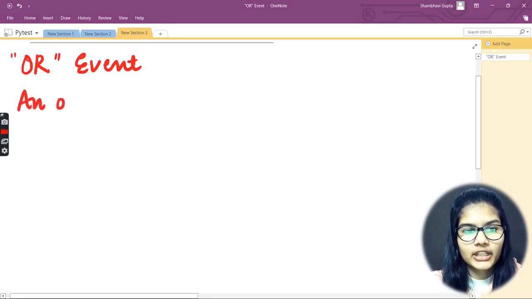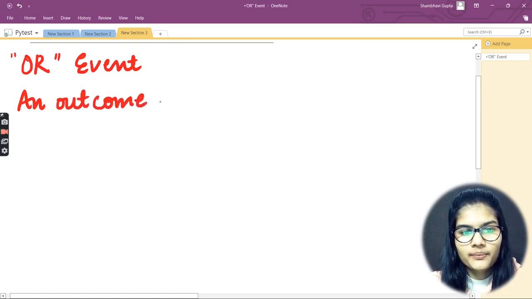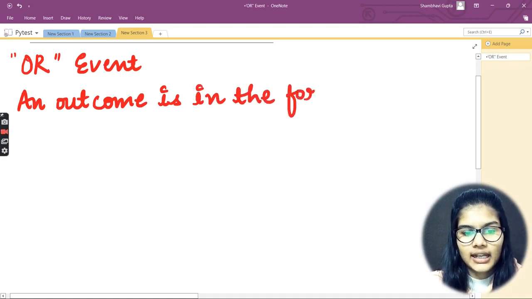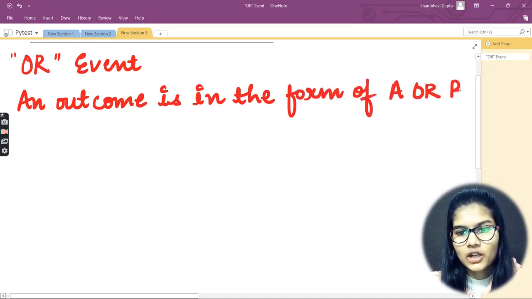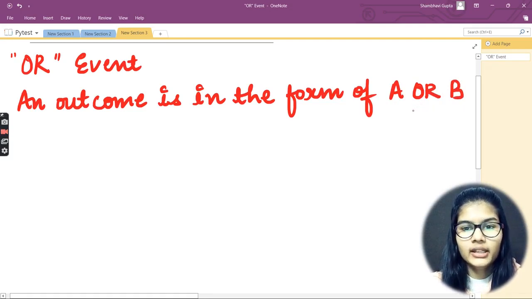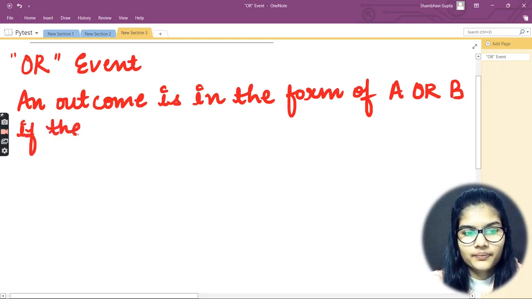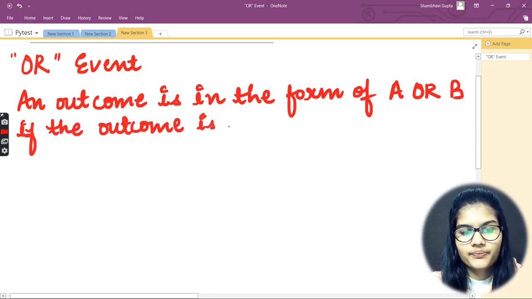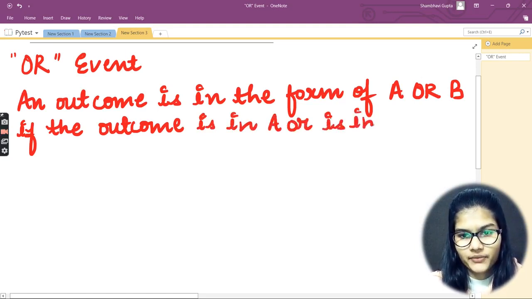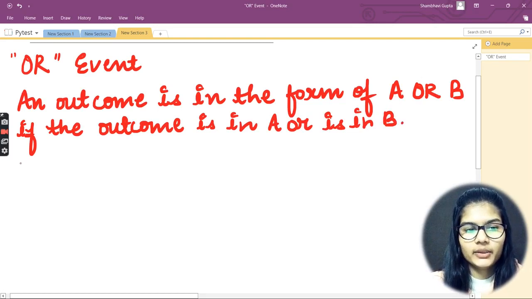In an OR event, an outcome is in the form of A or B. This is how we write that out: A or B. If the outcome is in A or is in B. Okay, if the outcome is in A or is in B. Fine, let's take a quick example regarding this OR event.